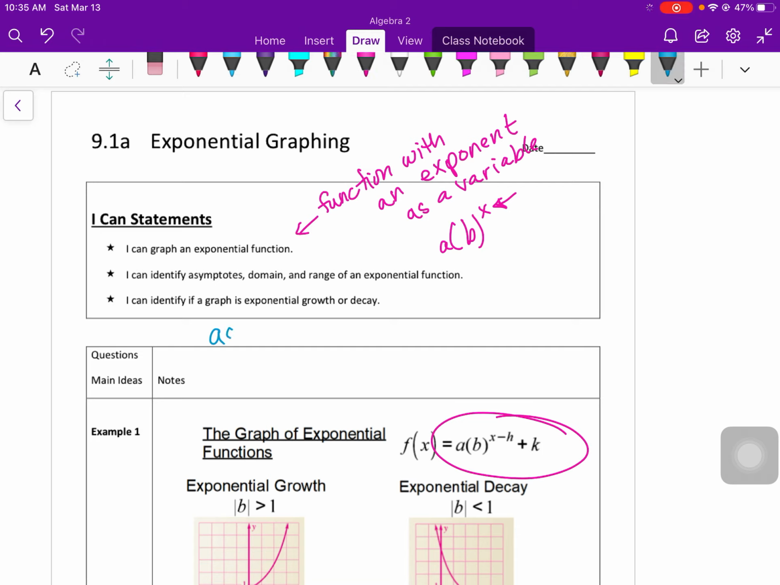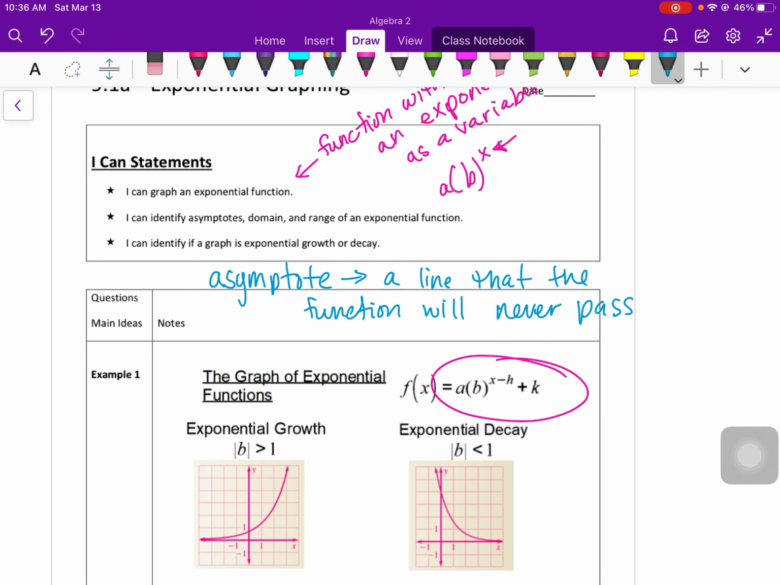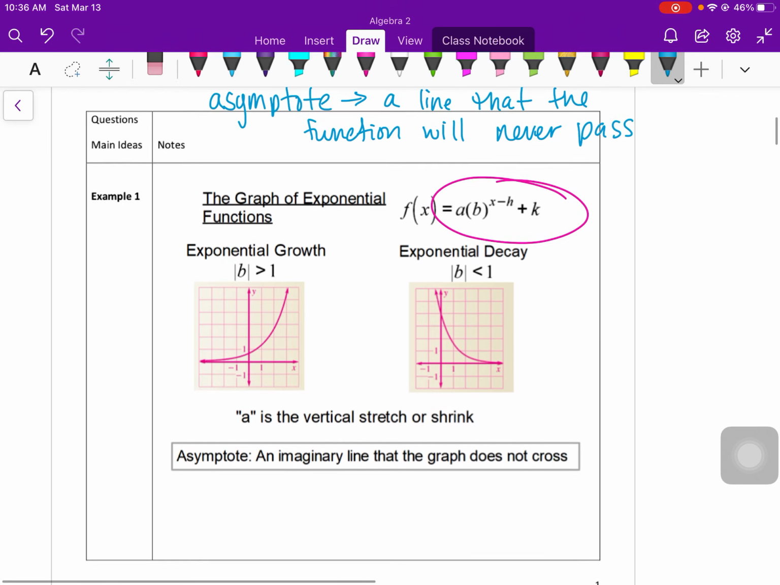Really quick, I want to talk about what is an asymptote again. We talked about this in conics, but I want to review it. An asymptote is a line that the function will never pass. Kind of like a do not pass go. It's an asymptote that the function will never pass that line. It'll approach it, it'll get really, really close to it, but it will never pass it. So we're going to identify those asymptotes.